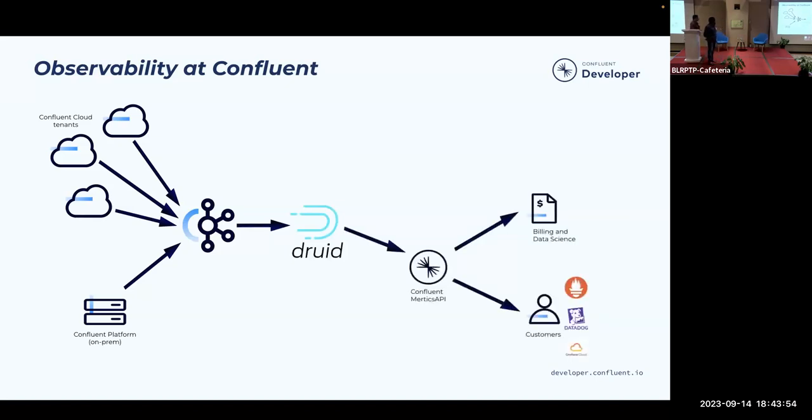Once it is stored, it caters to our customers via the Confluent Metrics API. It easily gets integrated with Datadog. We have customers who configure their Datadog to query the Metrics API. Similarly, we have Grafana Cloud and other solutions. Other use cases are billing and data science. In Confluent, the billing team uses these metrics to calculate the bills for our customers. And then we have data science, who pull this data to crunch numbers around usage, etc.